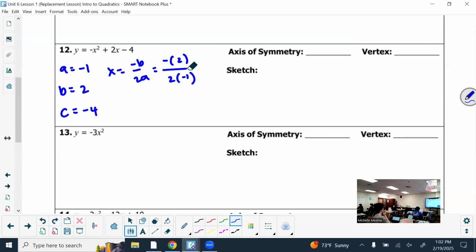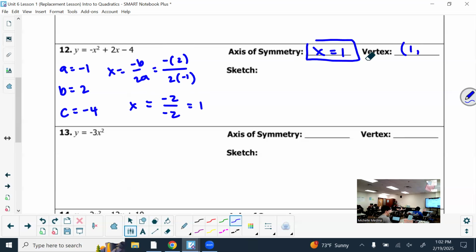Okay. So there we go. This is what it looks like plugged in. You can use your calculator to do this part for you if you'd like, if you're not too good with the integers. Otherwise, it's -2 over -2. And class, what's -2 divided by -2? A positive 1. So my axis of symmetry for that one's a positive 1. So that means the x of my vertex is a positive 1.